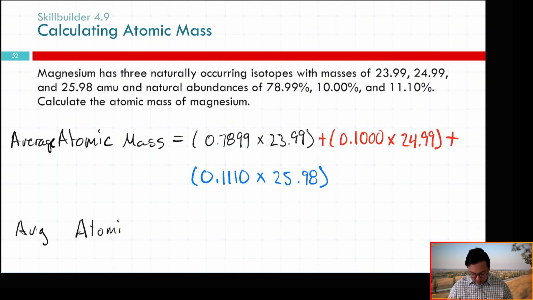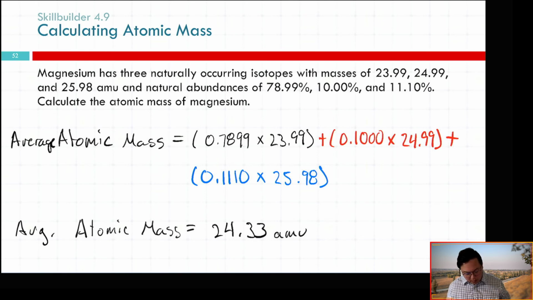Average atomic mass is then 24.33, and you could write AMU as the units. Since we have 4 significant figures at every part, and we have more than 4 decimal places for every step, we maintain our 4 significant figures. Cool. Any questions? Nice. Thank you, Mel. Same answer.